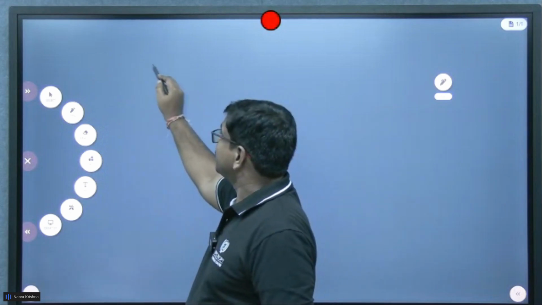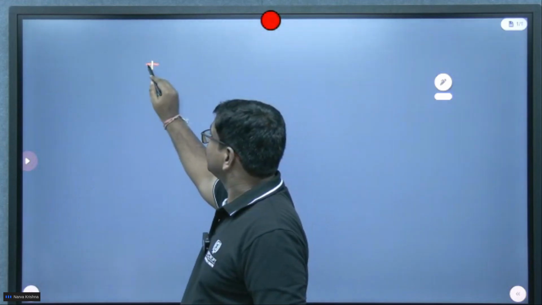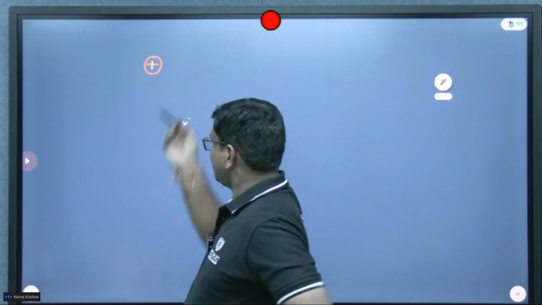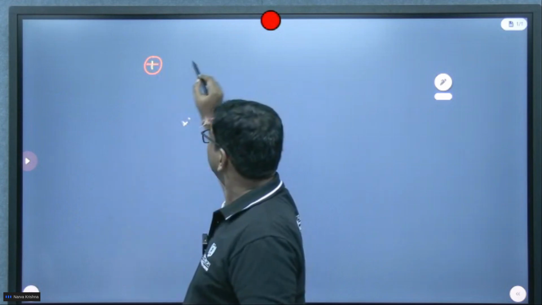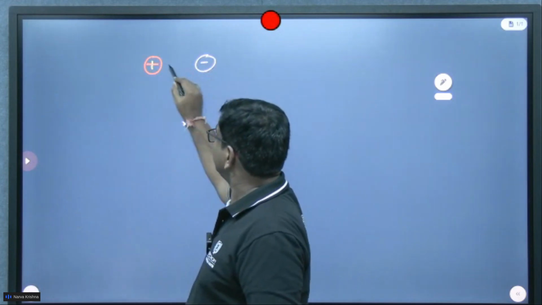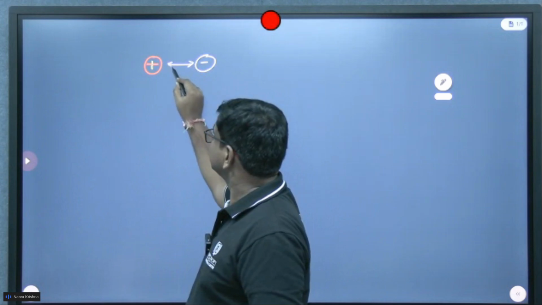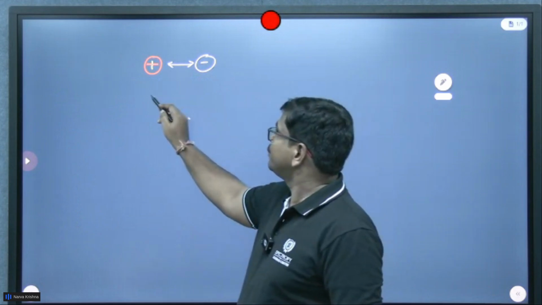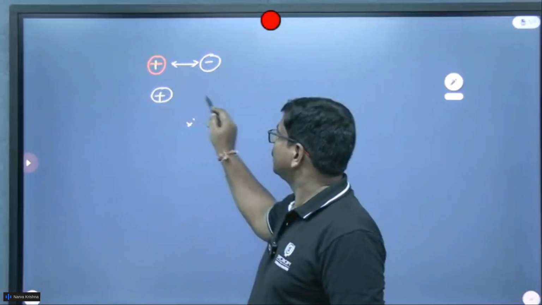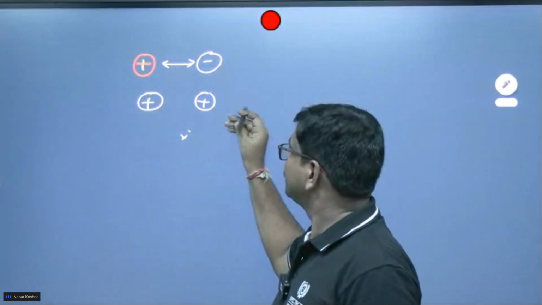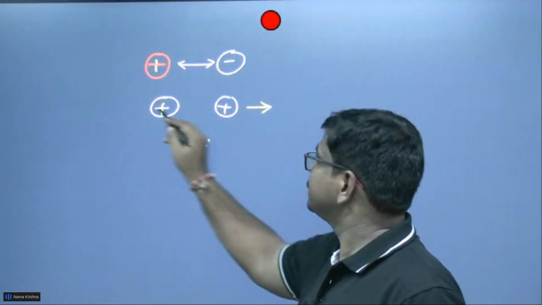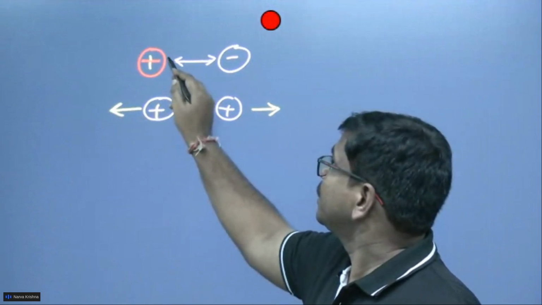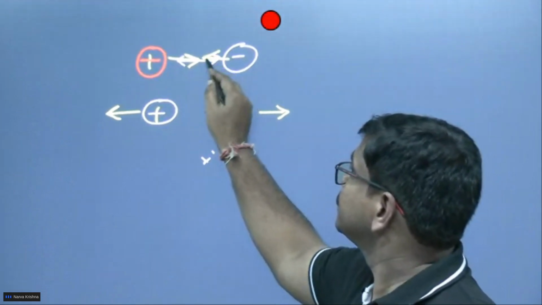See, there will be positive charge and negative charge. There will be attraction or repulsion? Attraction. Suppose if I give you positive and positive, repulsion. So there will be repulsion. Repulsion in the sense I will show like this. Attraction I need to show like this.